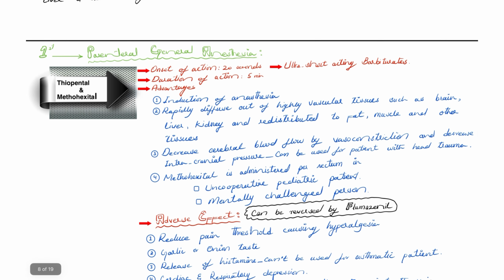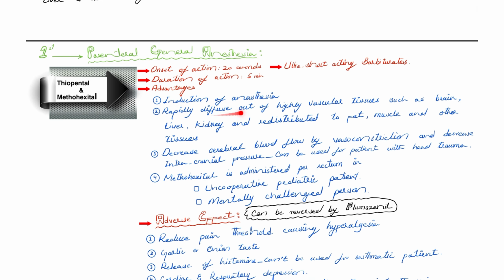Now let's talk about parenteral general anesthesia with some examples. Number one is thiopental and methohexital. The onset of action of them is 20 seconds, and they are ultra short acting barbiturates, and the duration of action is 5 minutes. Now, advantages of using thiopental and methohexital: they can be used for induction of anesthesia.